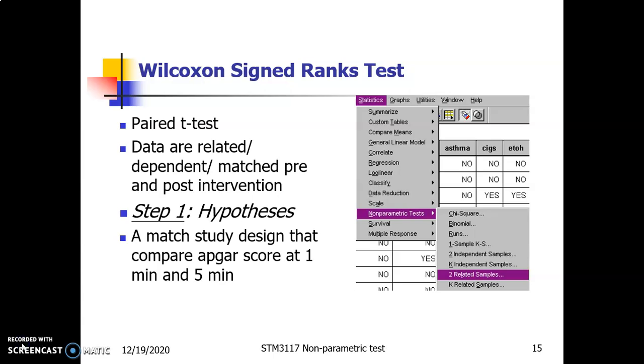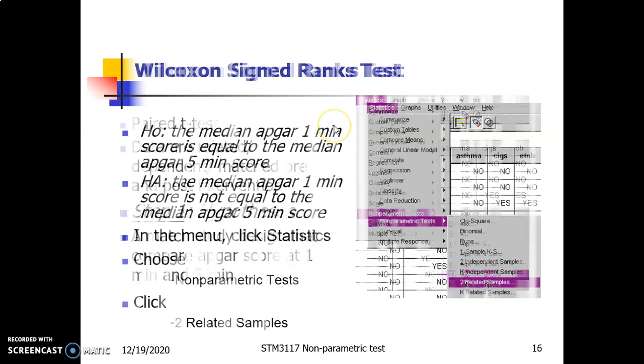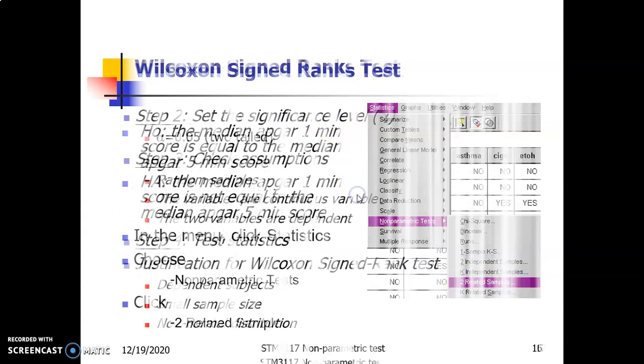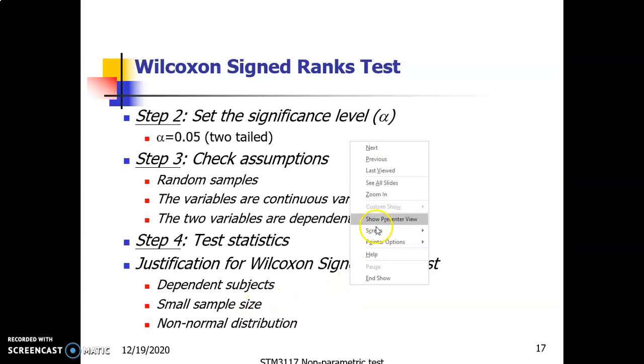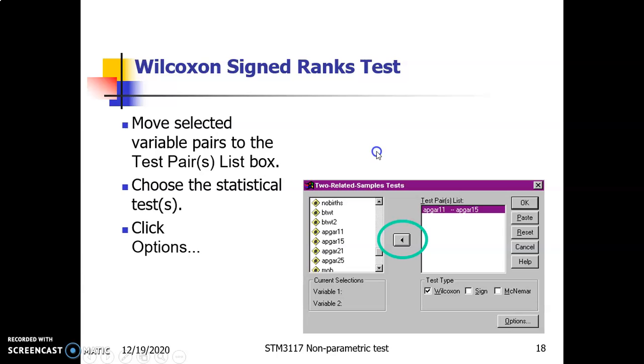Okay, now class, it is the Wilcoxon signed rank test. This is for paired test. So what you have to do is go to non-parametric test and choose related samples, because they are related, they are dependent on one another. Set the significance level, check assumptions. The justification for Wilcoxon is that they are dependent, they involve small sample size and are not normally distributed. So you choose the Wilcoxon test type.